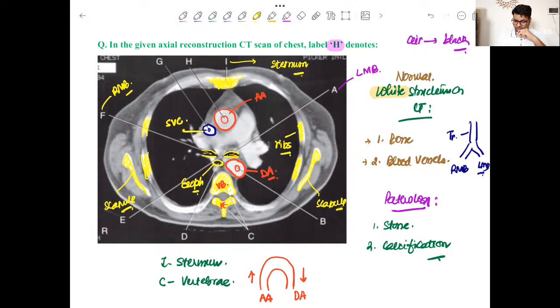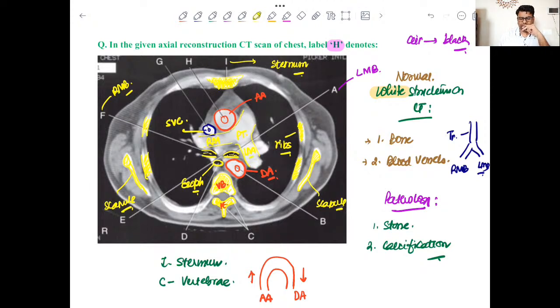Clear? So this is how you will discuss the entire transverse section. Now here you will also see what Ishan was saying before. You can see something like this, right? So this is the pulmonary trunk and the two branches, the right pulmonary artery and the left pulmonary artery, right? So pulmonary trunk with right pulmonary artery and left pulmonary artery.